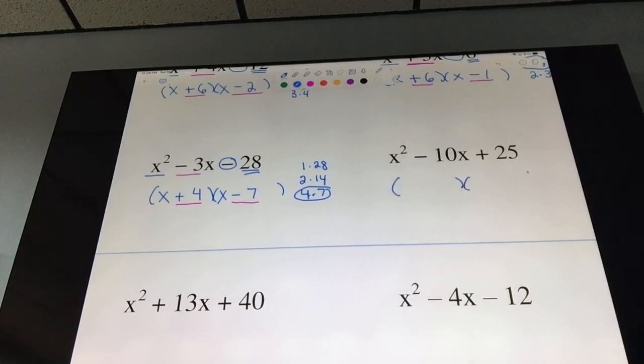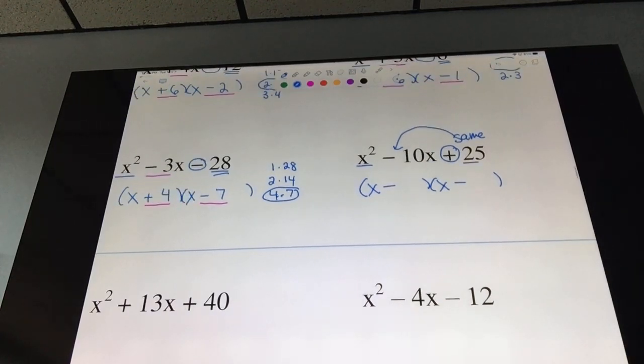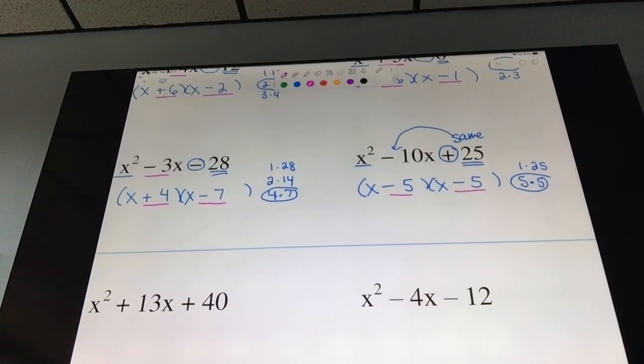Okay, my next one here. X times x, again, that's our only choice today. Plus at the end means same sign. We know what they are by looking at the middle. And then 25 is 1 times 25, or 5 times 5. And I want the pair that gives me the 10. So 5 and 5. And again, -5 and -5 give me -10.